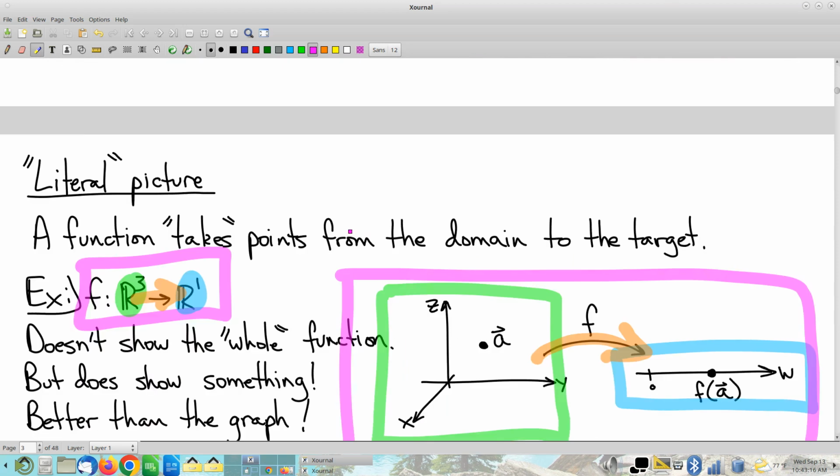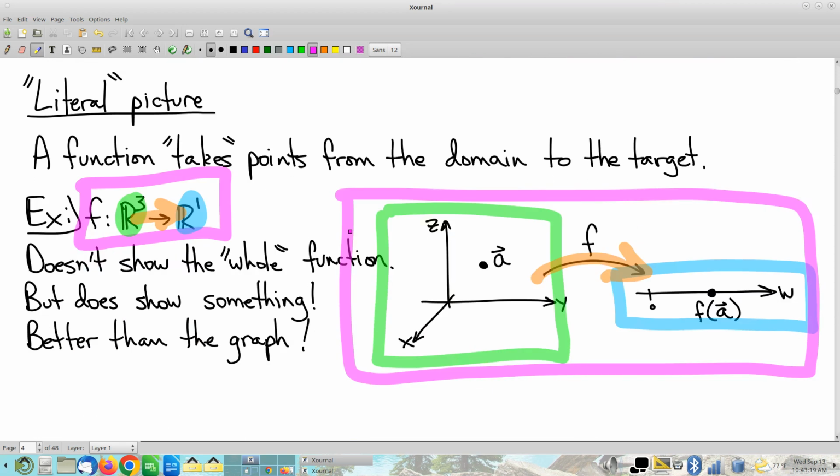I don't see the whole function here. I see what the function has done to a single point A, and I see its image, a single output value f of A. And that is it. So very disappointing, right? But before you reject this, let me point out, it is a picture. You got to give me that.